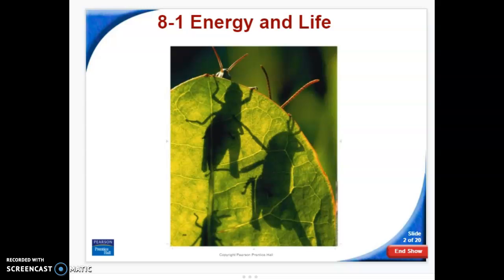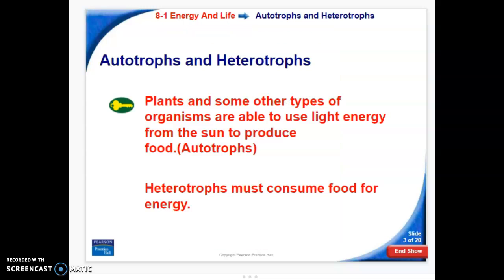In this unit, we're going to talk about energy, specifically how plants make their own energy and how animals have to consume food to produce energy. So that's the difference between an autotroph and a heterotroph. Plants and other types of organisms are able to use that light energy from the sun, and they produce their own food. So that's what an autotroph is. Heterotrophs, like ourselves and other animals, have to consume food, and then our body, specifically the mitochondria, is going to produce energy.